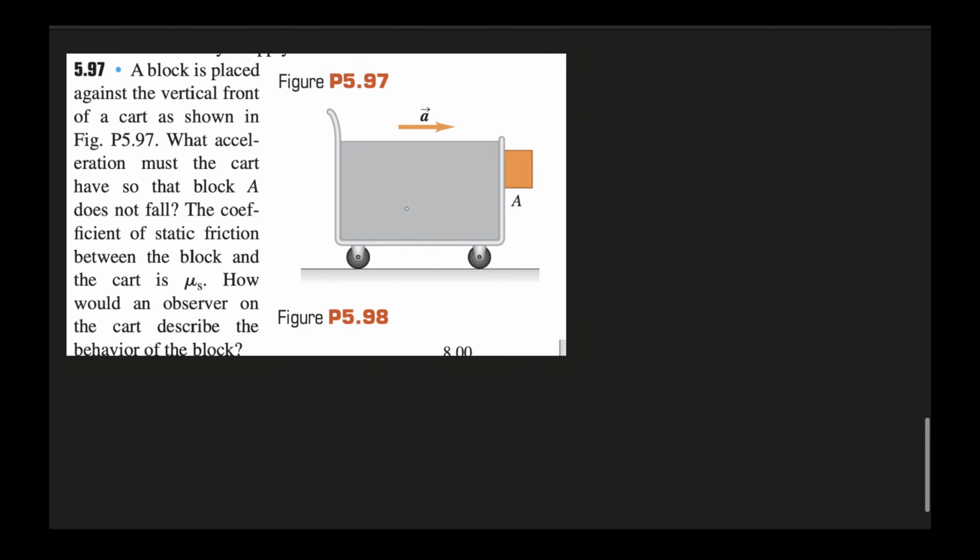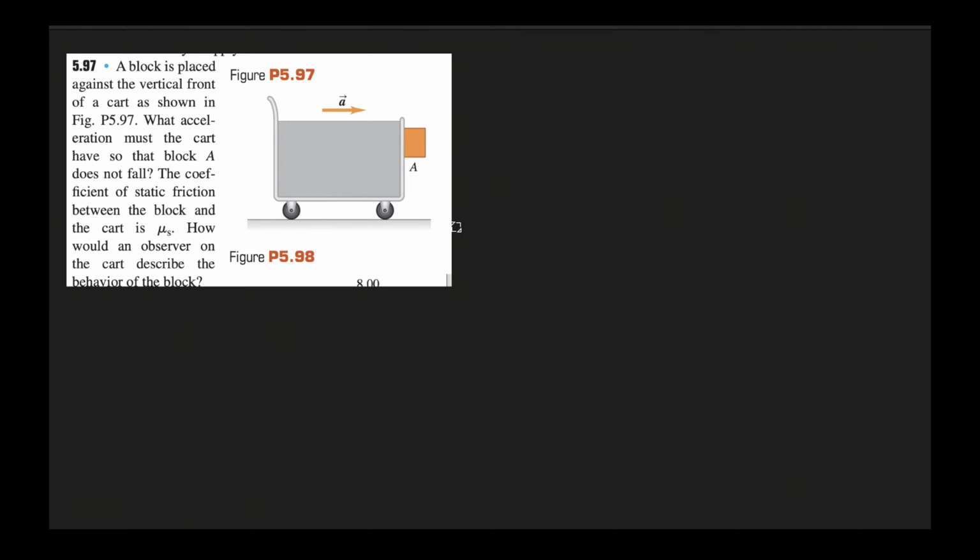There is another problem which I will devote some time to. A block is placed against the vertical front of the cart as shown. What acceleration must the cart have so that the block A does not fall? So this block should not fall. The coefficient of static friction between the block and the cart is mu s. How would an observer on the cart describe the behavior of the block? So we have to look at the cart. We are standing outside and observing the motion of the system.